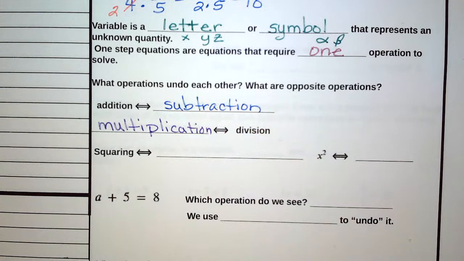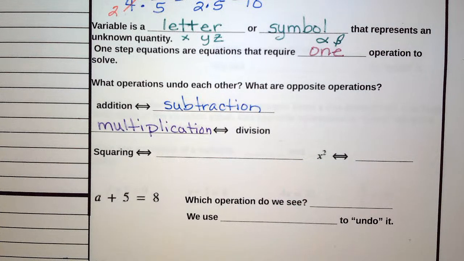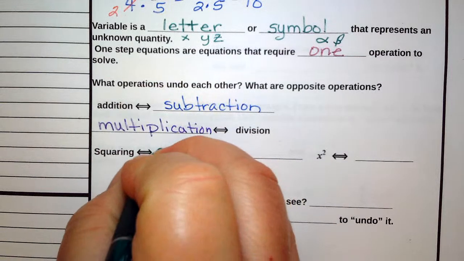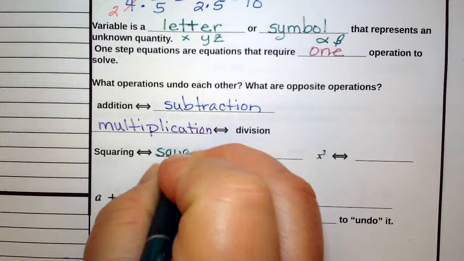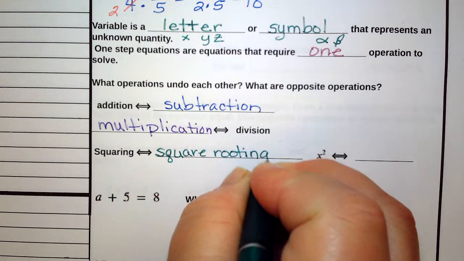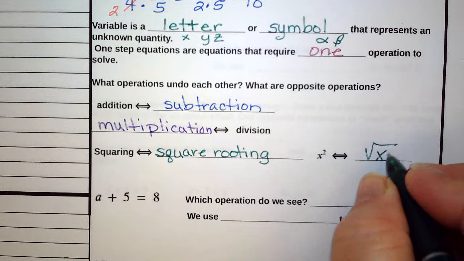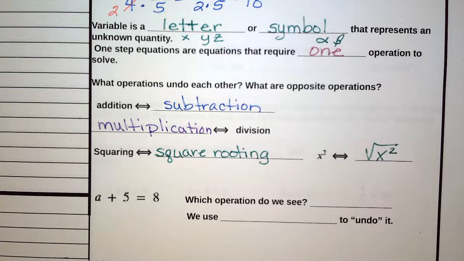Okay, now, if you add, then you'll have to subtract to get rid of it. If you multiply, you'll have to divide, and vice versa. So what about squaring? X to the second power. That means I've squared it. What undoes squaring? Square rooting. So to undo x squared, I take the square root of x squared. And I get back to x.